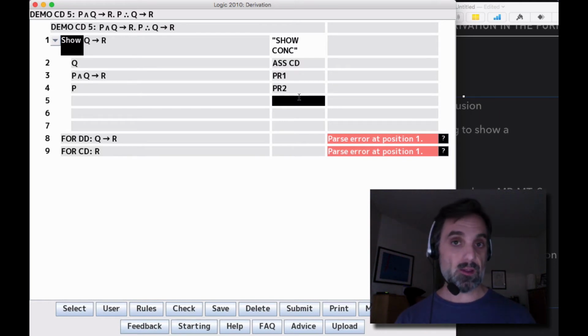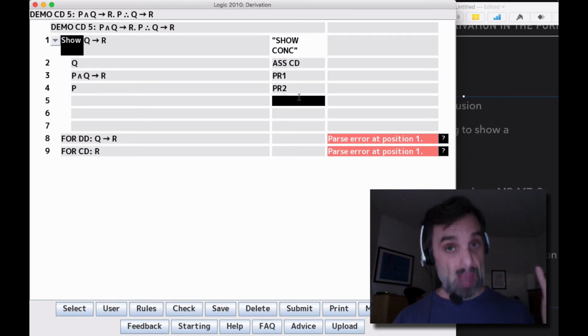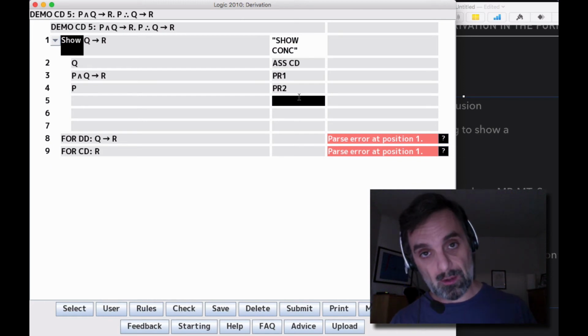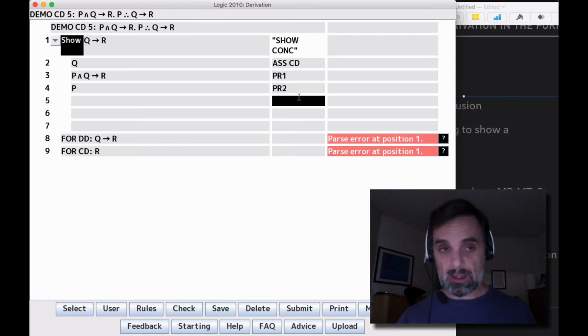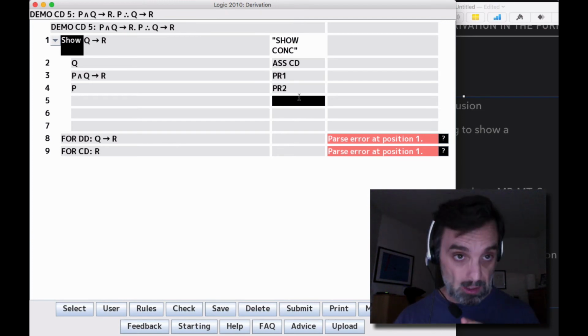The antecedent of line 3 is P and Q. So if we can get P and Q, we're done. Can we get P and Q? Well, do we have P and Q? We don't have P and Q. If we did, that would be nice. But we don't. So the next question we want to ask is, can we get P and Q?